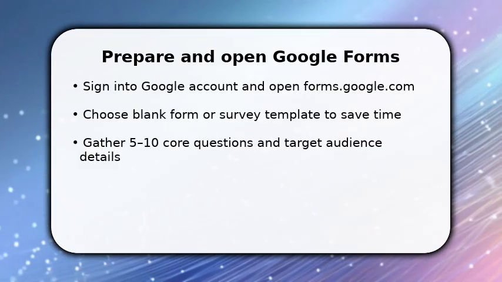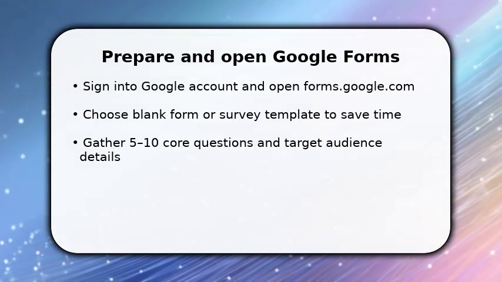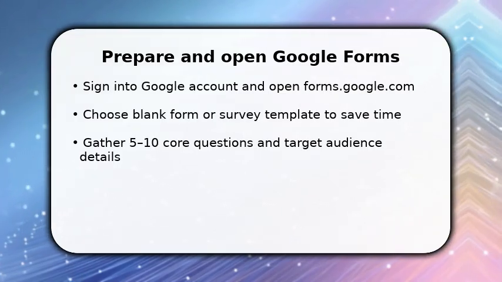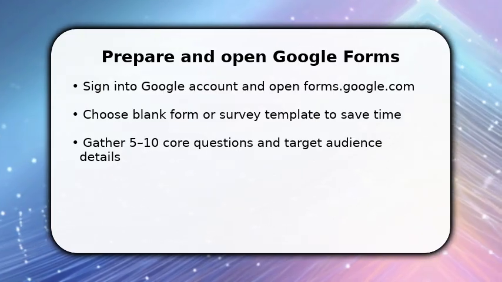You start by signing into your Google account and opening Google Forms. Once you're in, pick either a blank form or a survey template. Make sure you already have 5 to 10 core questions and a clear target audience, because that shapes question types.